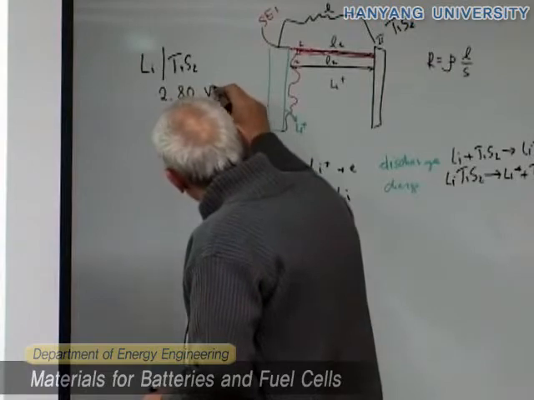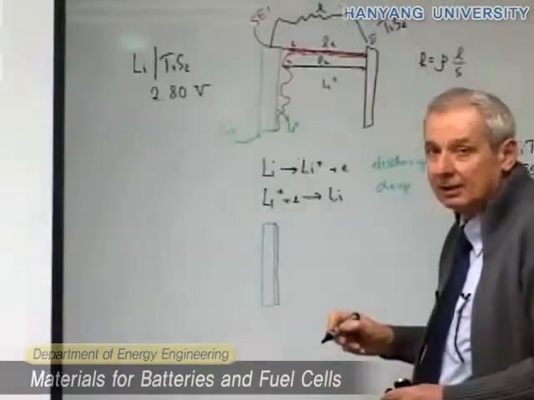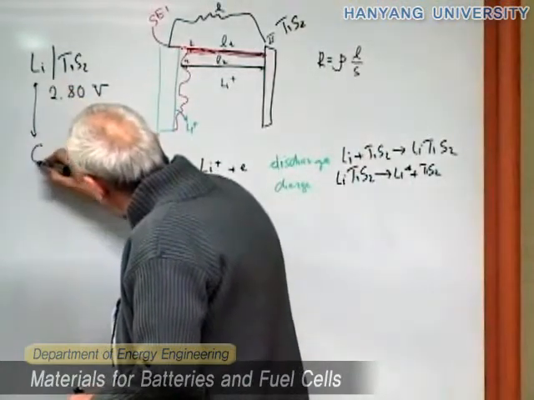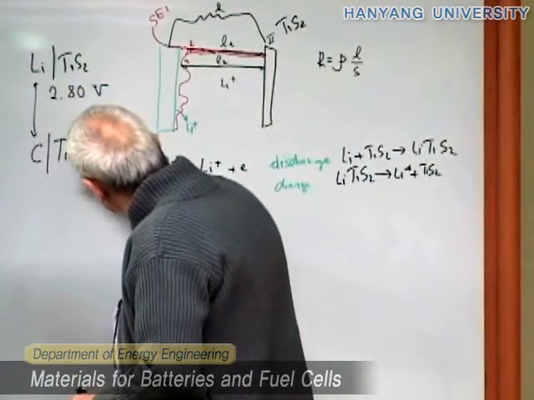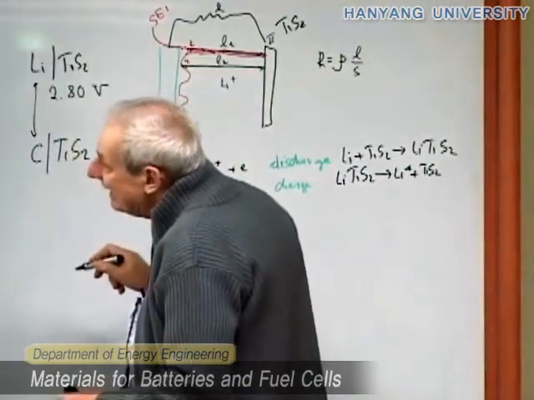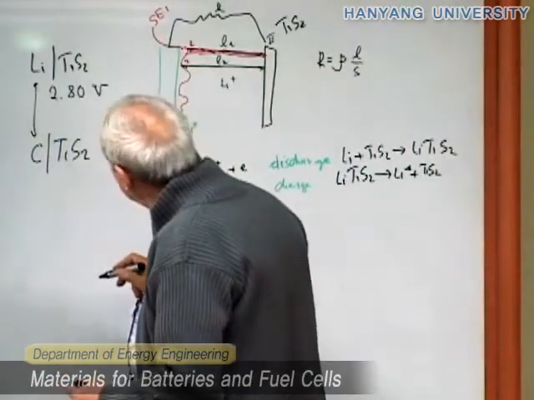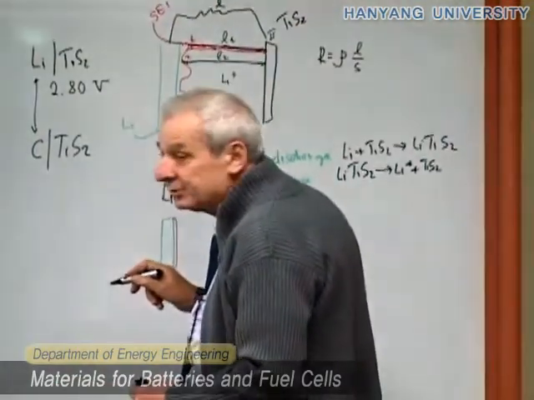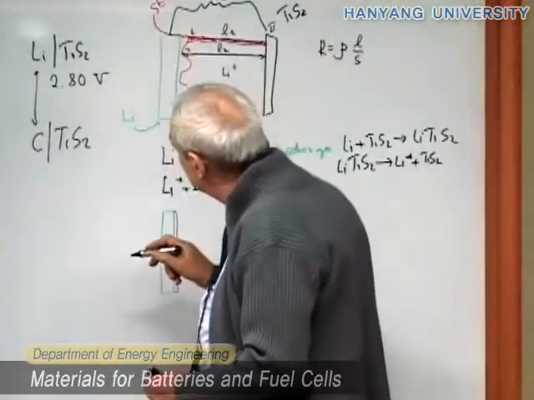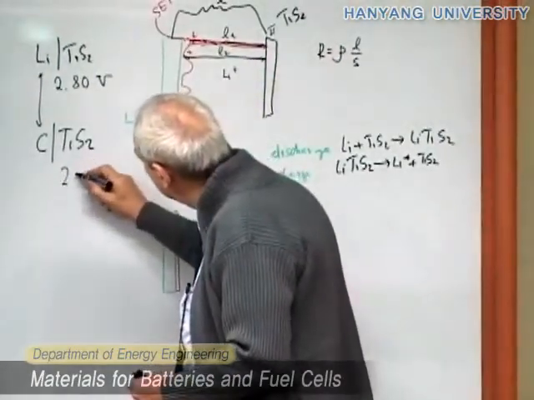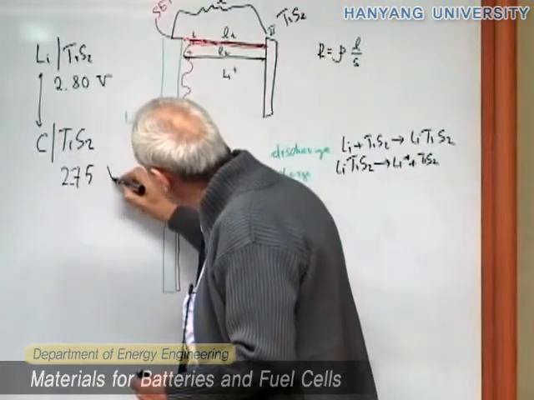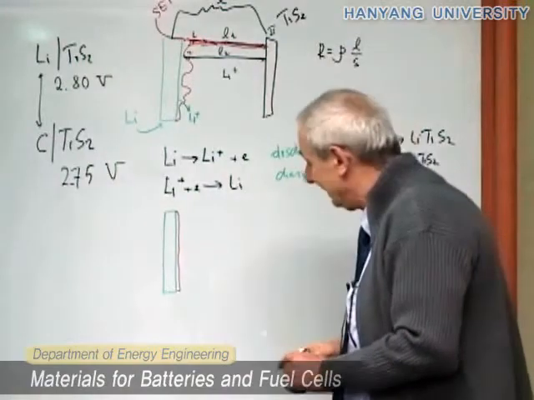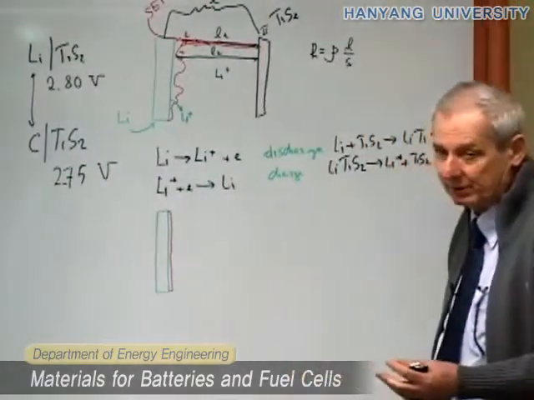2.80 volt, okay? When we replace lithium with graphite, since graphite has 50 millivolts voltage versus lithium, we lose 50 millivolts. So in this case, the voltage will be 2.75. And this is not much of a loss, fortunately, right?